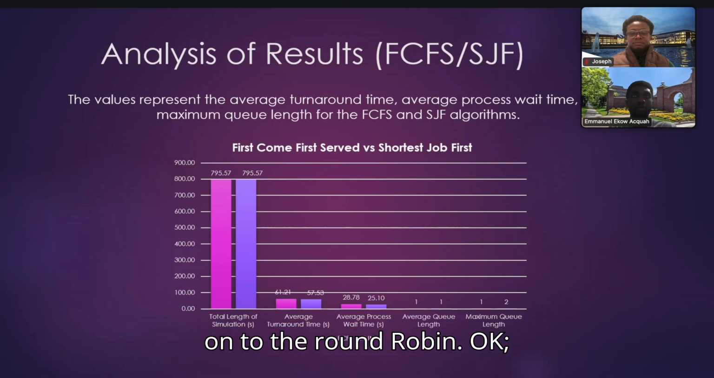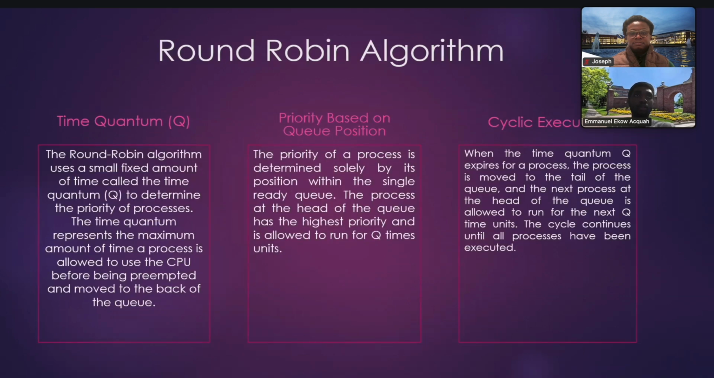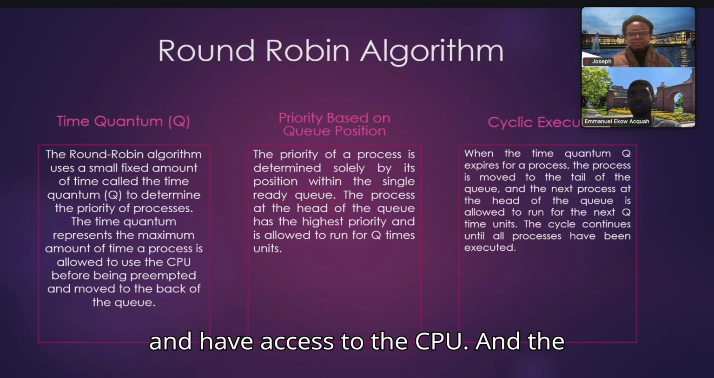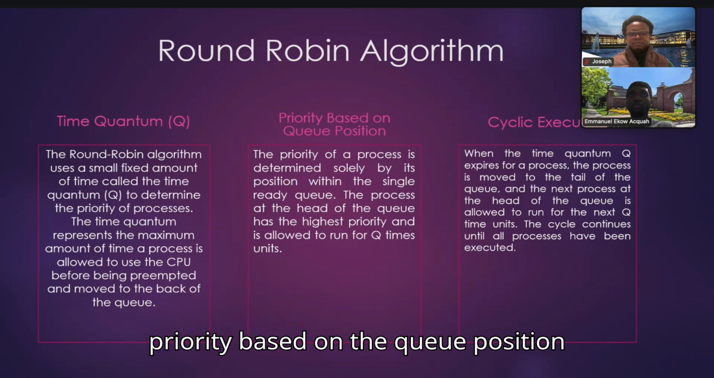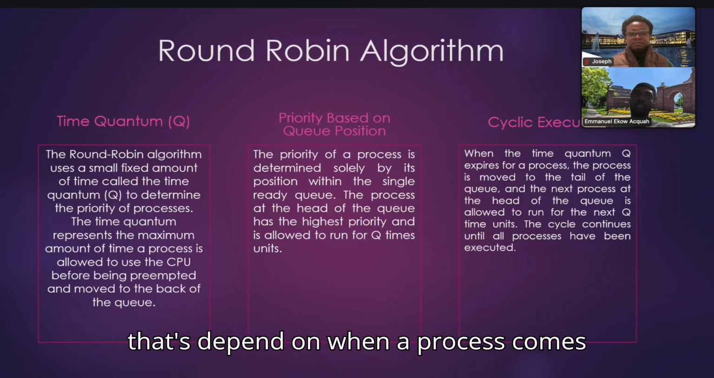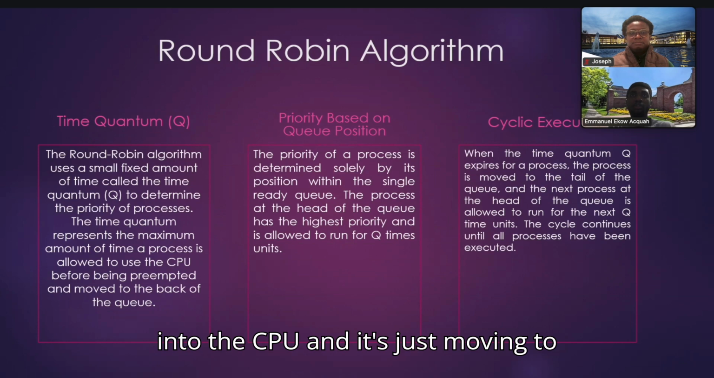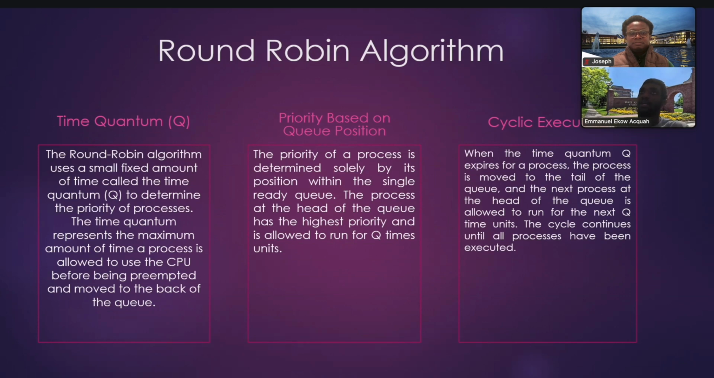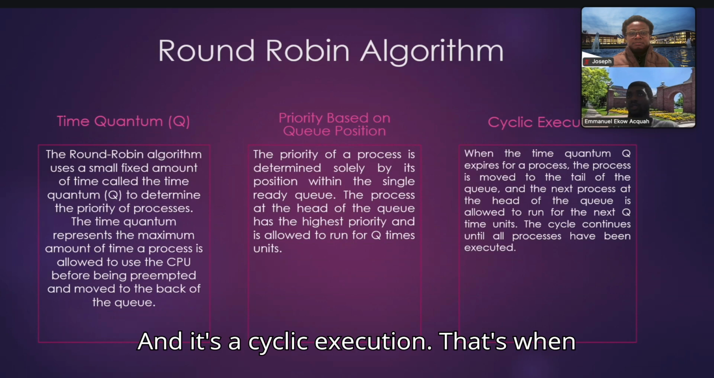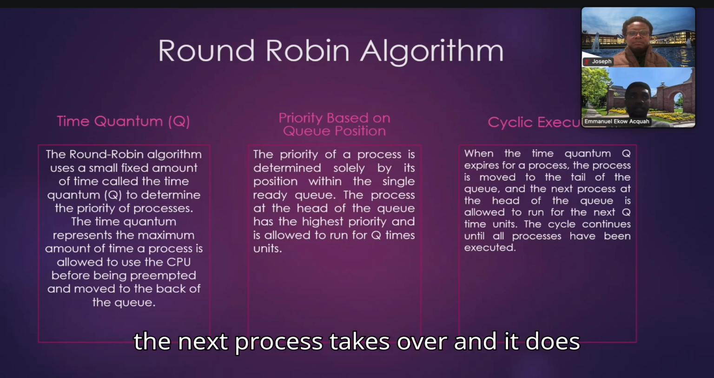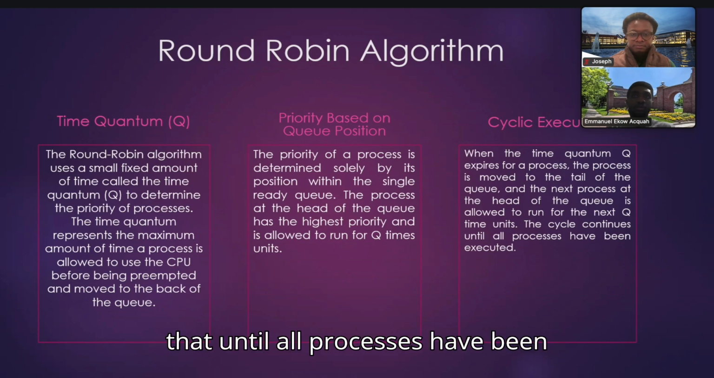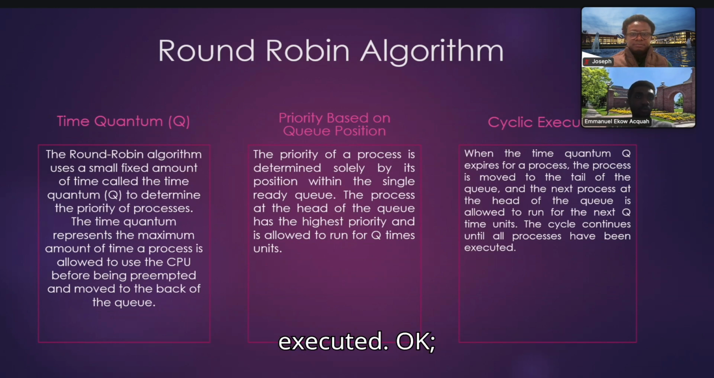Okay, so we move on to the round robin. The round robin has the time quantum. That's the time that a process is allowed to run and have access to the CPU. And the priority is based on the queue position. That's depending on when a process comes into the CPU, and it's just moving in a ready queue in a cycle form. It's a cyclic execution. When the time quantum expires for a process, the next process takes over, and it does that until all processes have been executed.